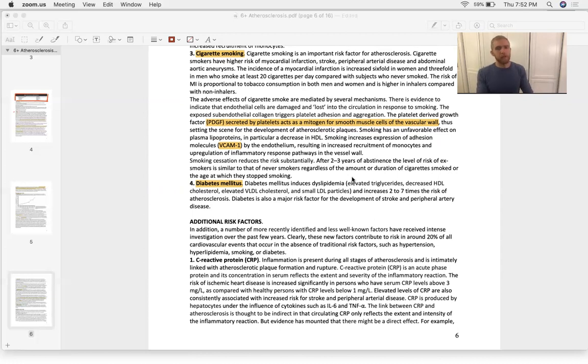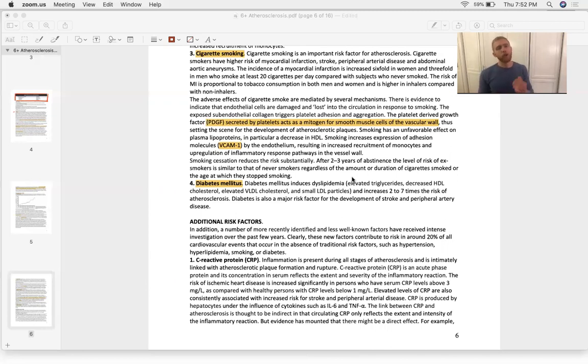Smoking interacts with cells by causing platelets specifically to secrete platelet-derived growth factors. So cigarette smoke causes platelets to secrete PDGF, which is then going to bind to growth receptors on smooth muscle cells in the subendothelium and induce hyperplasia within those smooth muscle cells.